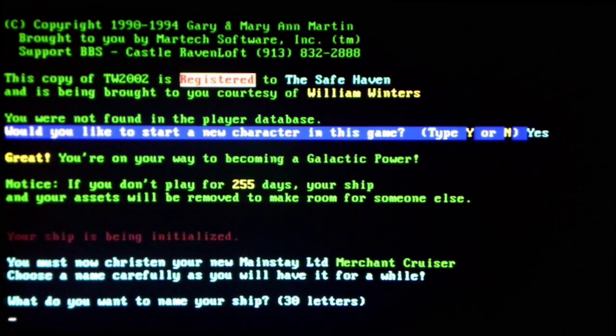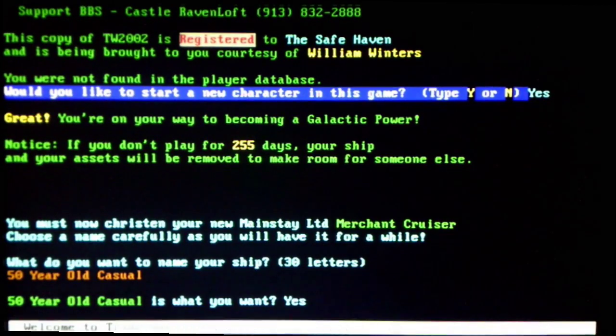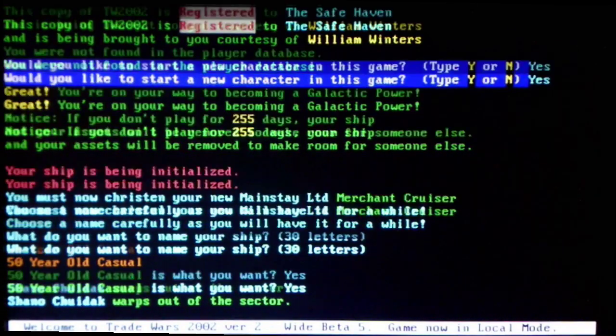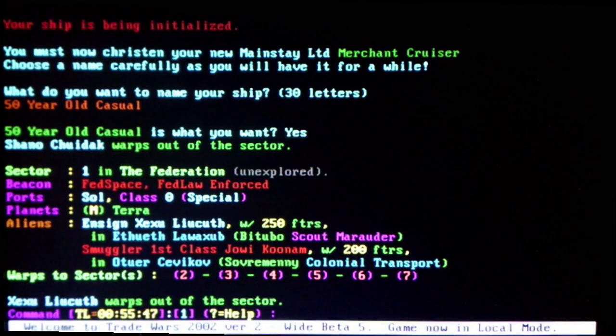I have a merchant cruiser. Let's call it the 50 year old casual. Yes. Okay, so Shano Shweduk warps out of the sector.